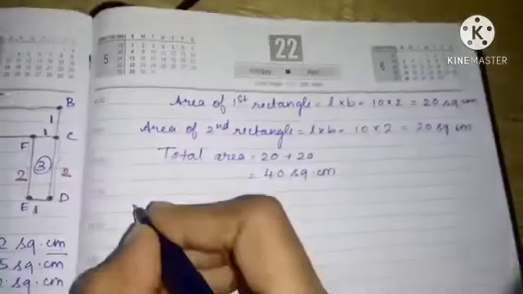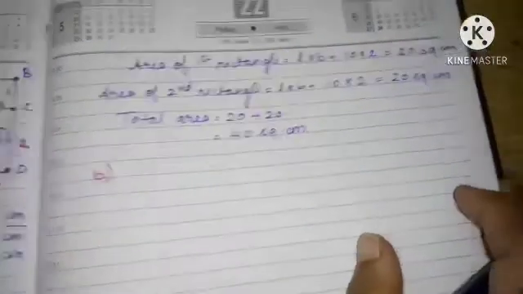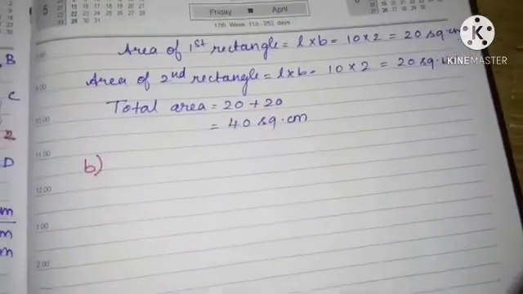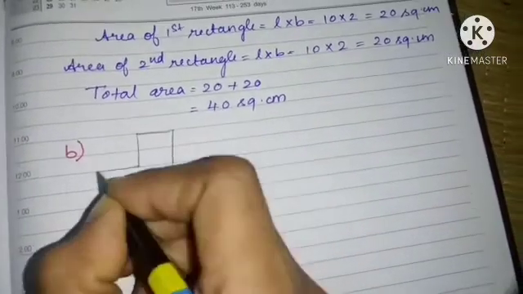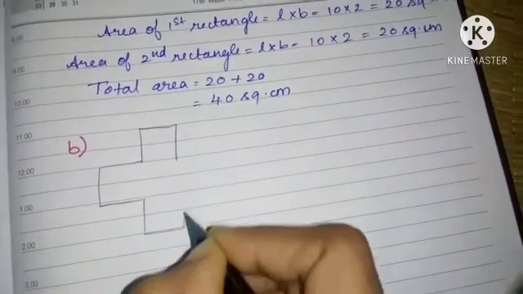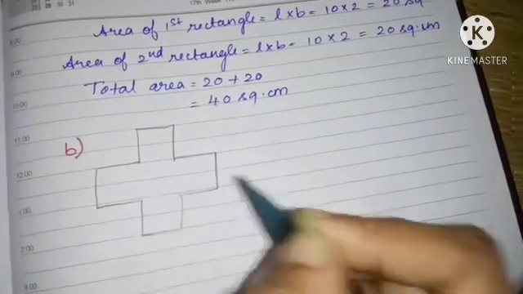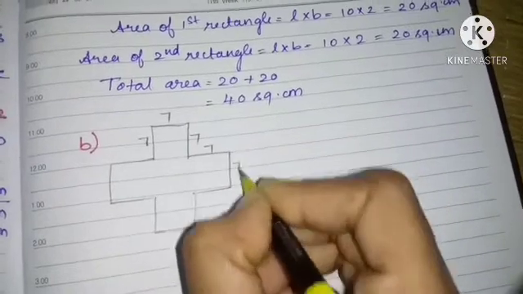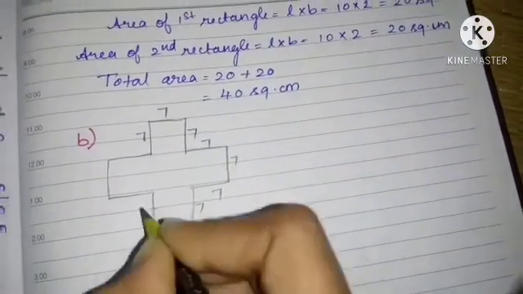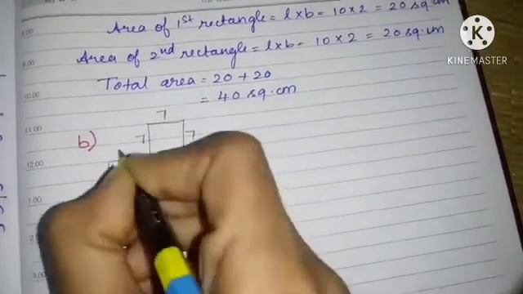Okay, next is your B problem. I am just going to draw the figure. So this is somewhat easy only, but it looks like squares. So everything are small squares, children. 7, 7, 7, 7, 7, 7.